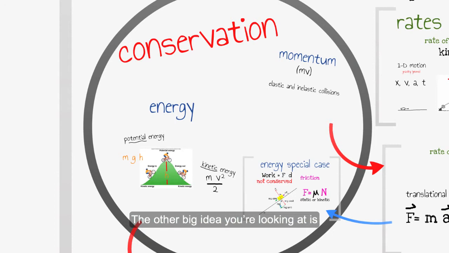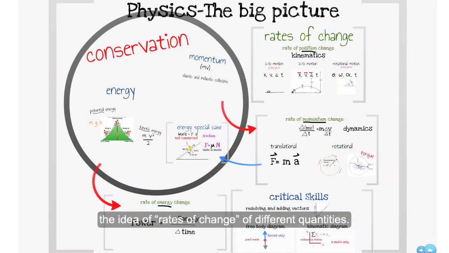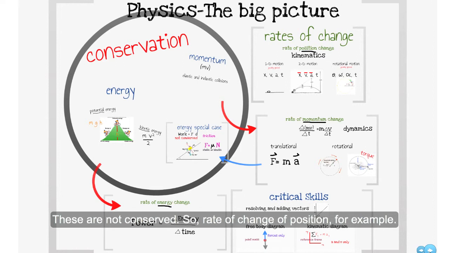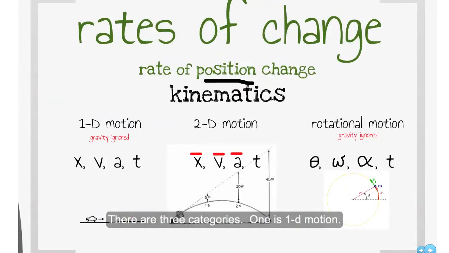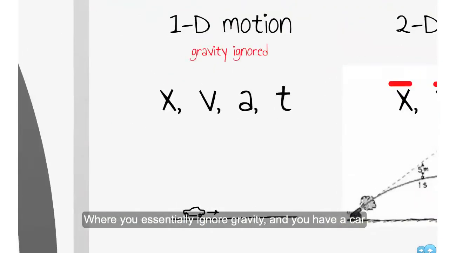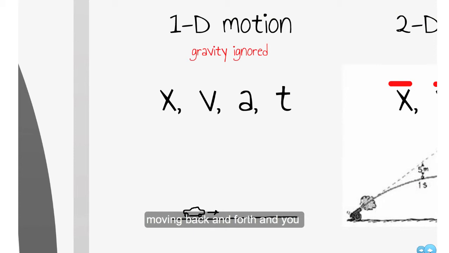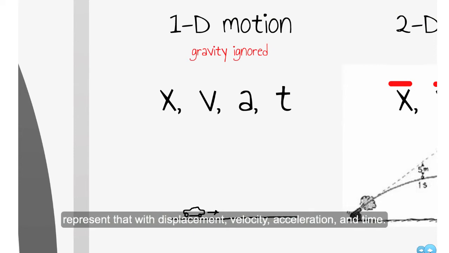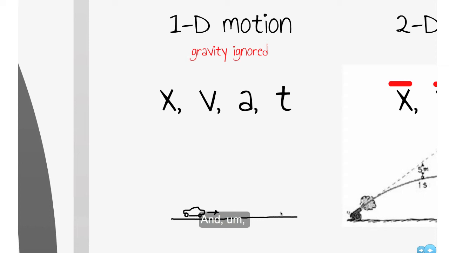The other big idea you're looking at is the idea of rates of change of different quantities. These are not conserved. So the rate of change of position, for example. And there are three categories. One is 1D motion, where you essentially ignore gravity, and you have a car moving back and forth, and you represent that with displacement, velocity, acceleration, and time.